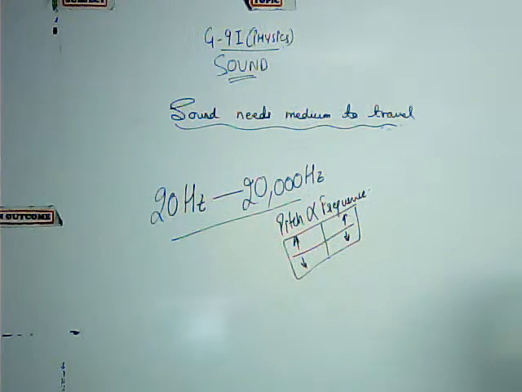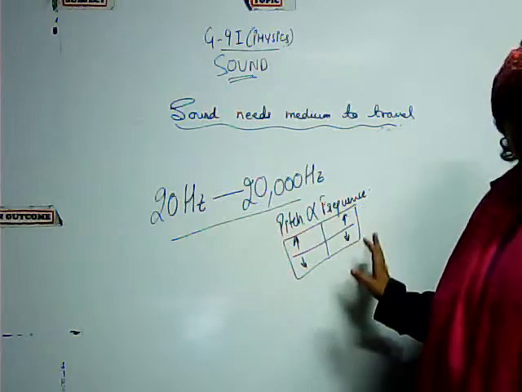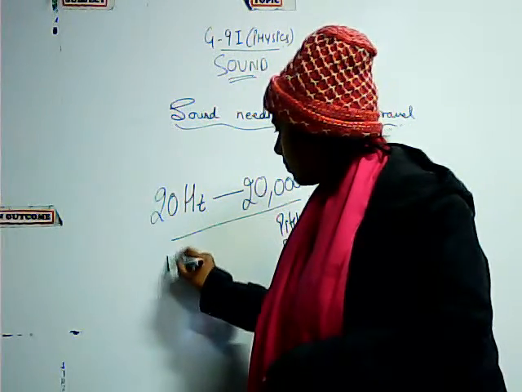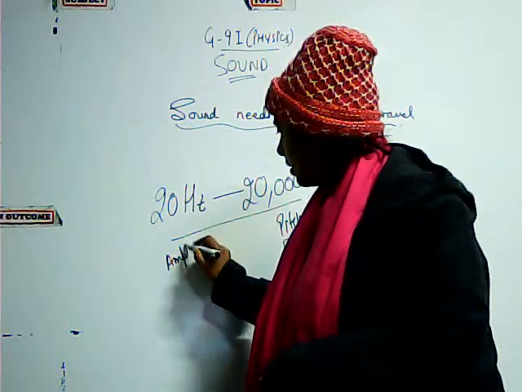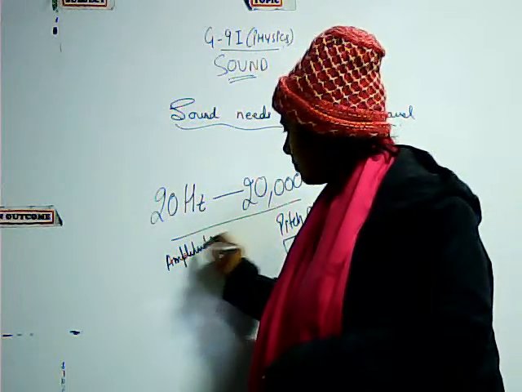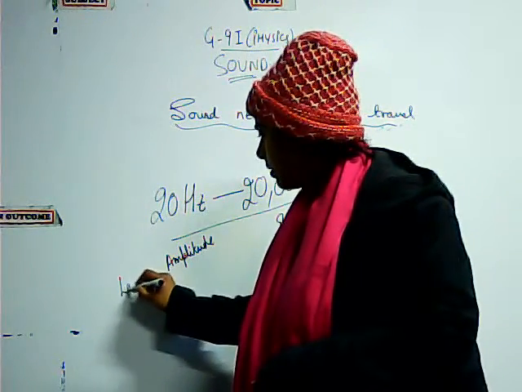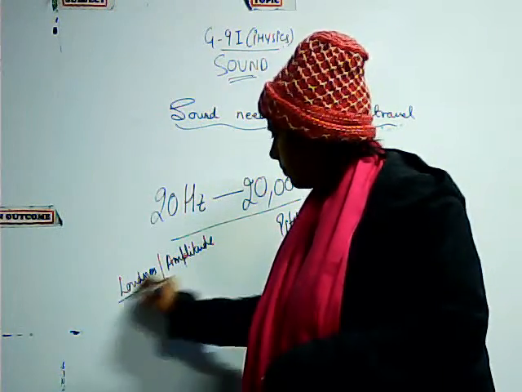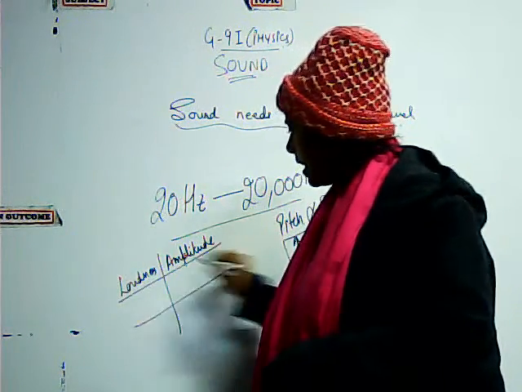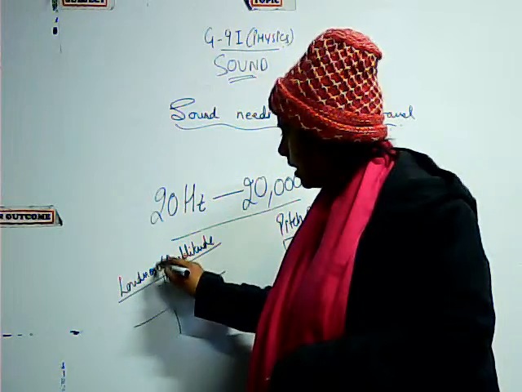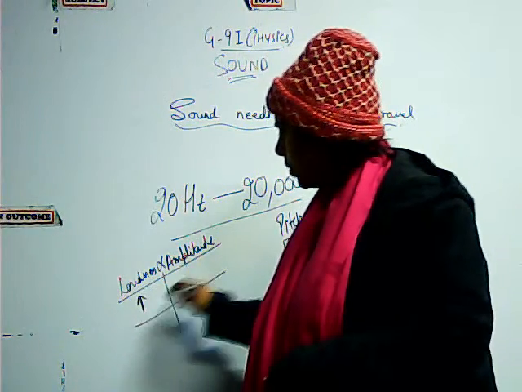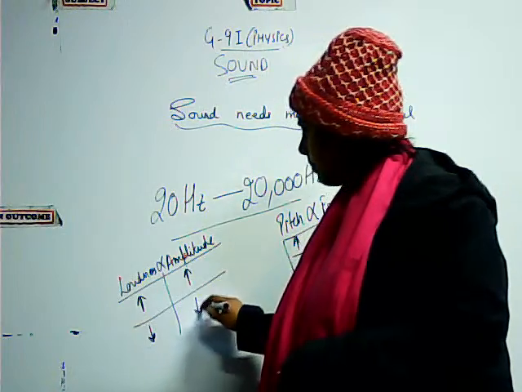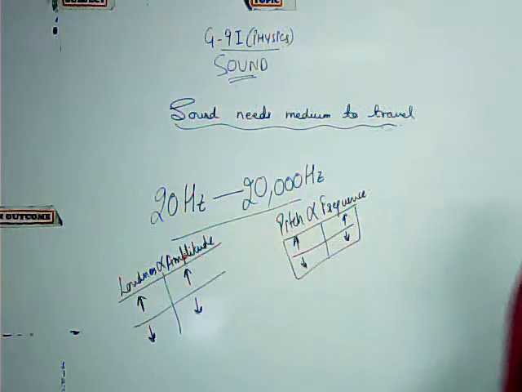एक और relation लिख लो. The way you have written this, similarly, you can write about amplitude and loudness. They are also directly proportional. Loudness more if the amplitude is more. Loudness less if the amplitude is less.